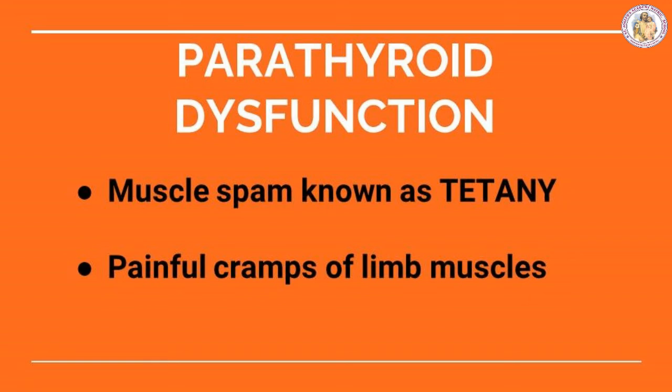Parathyroid dysfunction. The dysfunction of parathyroid secretion leads to the following conditions. The first one is muscle spasms known as tetany, that is contraction of muscles in the face, larynx, hand and feet. The third one is painful cramps in the limb muscles and so on. These conditions take place when the parathyroid is removed during the removal of the thyroid, which causes a decrease in the secretion of parathyroid hormone.